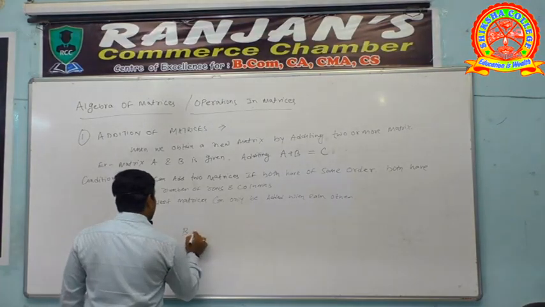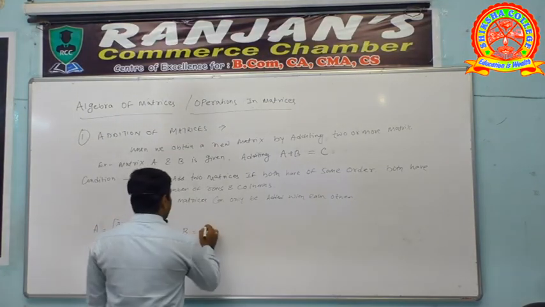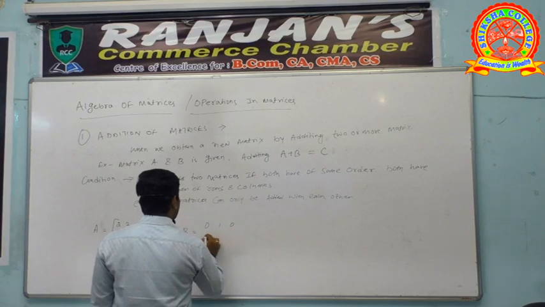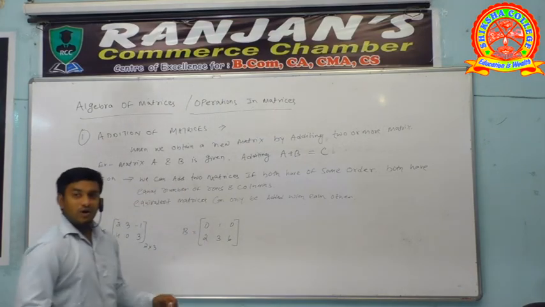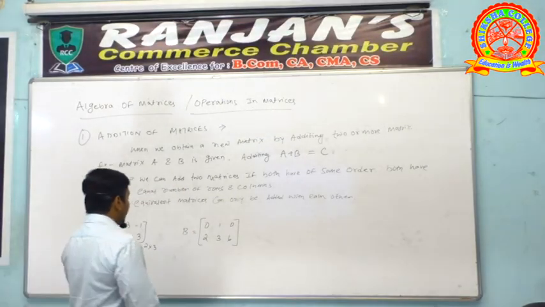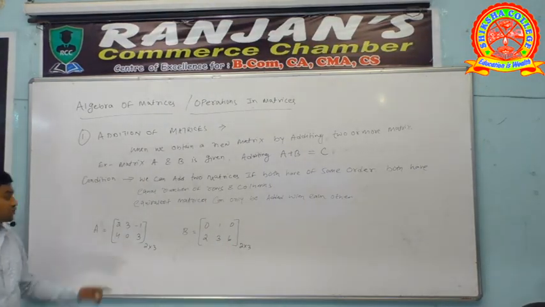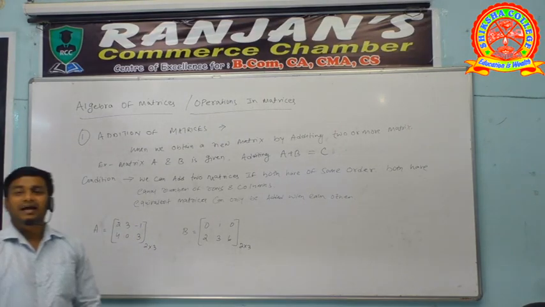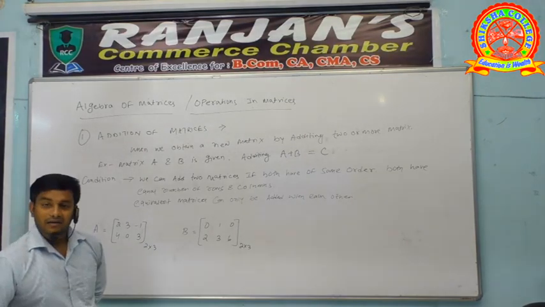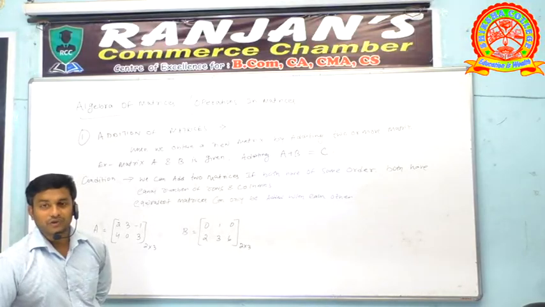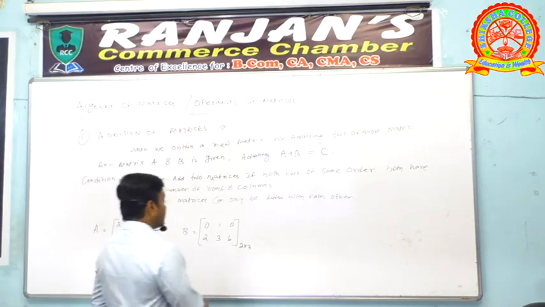And let B be given as 0, 1, 0, 2, 3, 6. This is also a matrix with order 2 into 3. So these two matrices can be added because the condition is satisfied, that both matrices are of the same order, 2 into 3. Okay? So how can we add? What is the procedure? It is very simple.